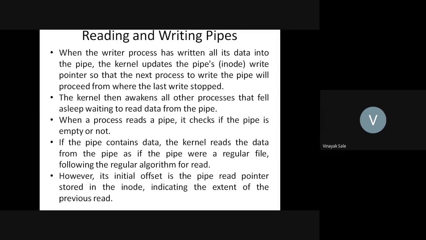However, its initial offset is where the pipe read pointer is stored. That is, the first file pointer stored indicates the extent of the previous read. That is, the point where the previous read stopped indicates that the process is going to read from that point next.